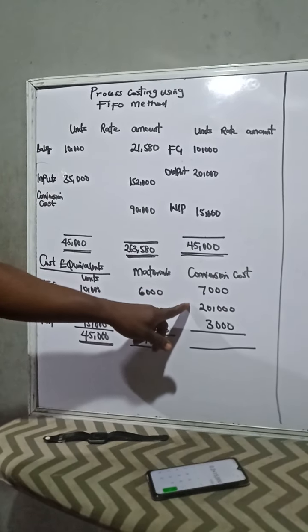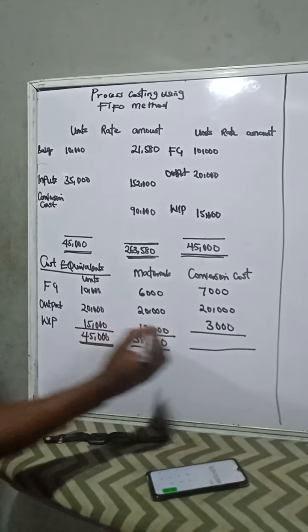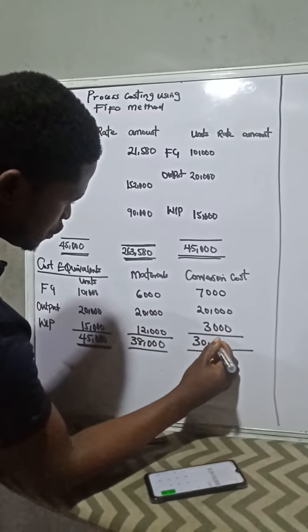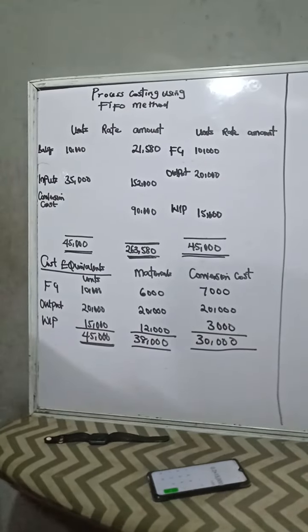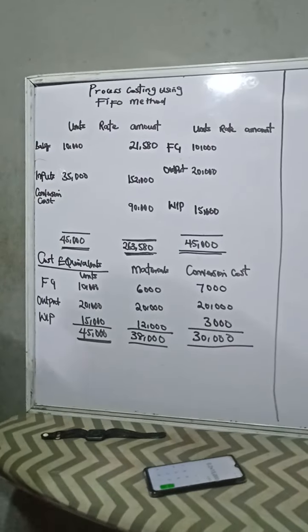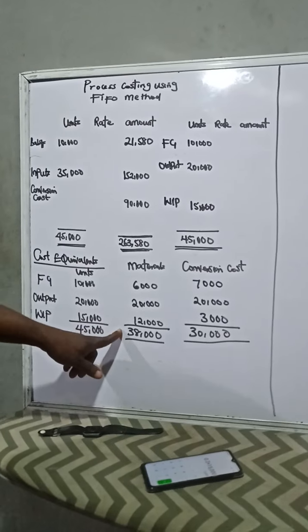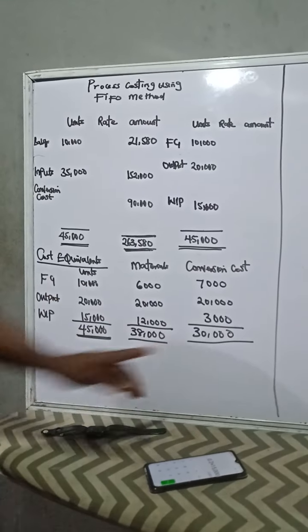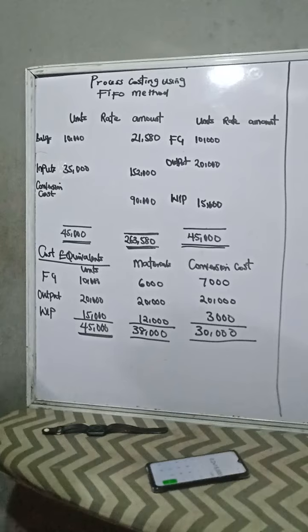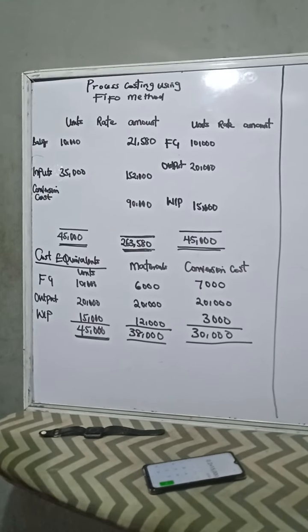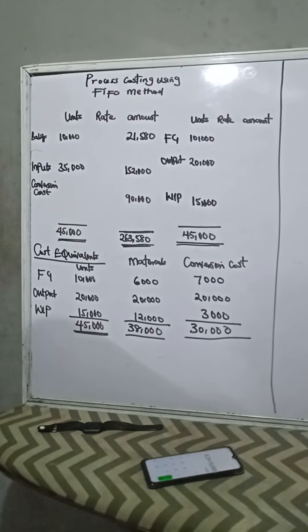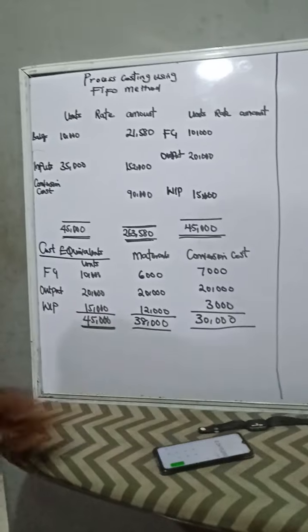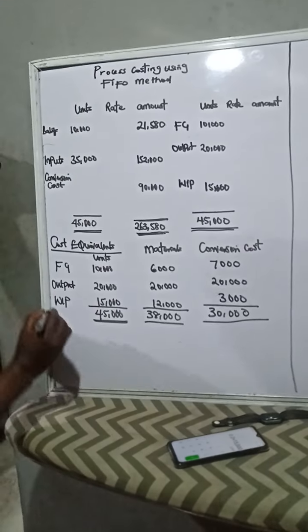7,000 plus 20,000 is 27,000, plus 3,000, that gives what? 30,000 units. You can see, look at it now. Our cost equivalent: material is 38,000, conversion cost is what? 30,000 units. You see it now, it's not difficult. It's just a matter of understanding the rules and the processes behind it. So let's calculate our cost.